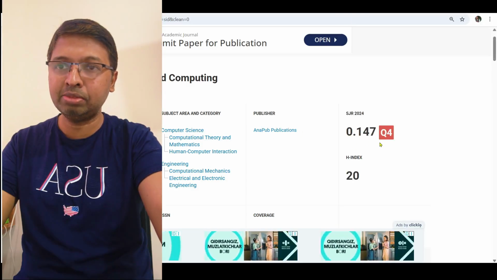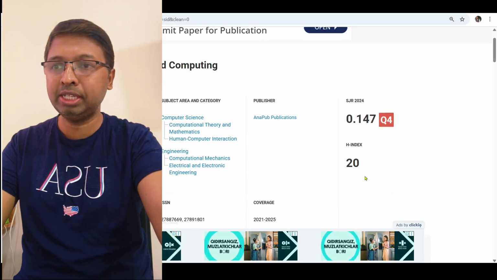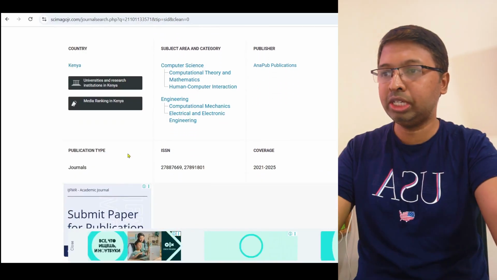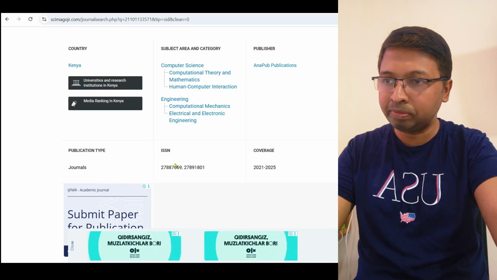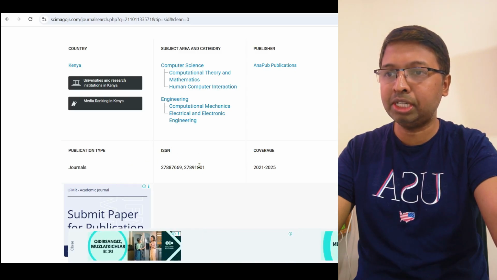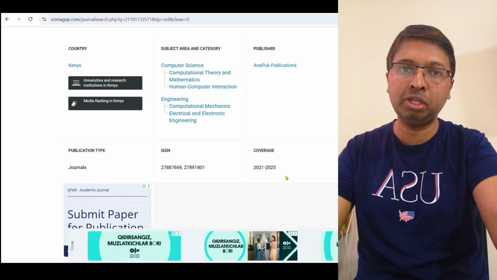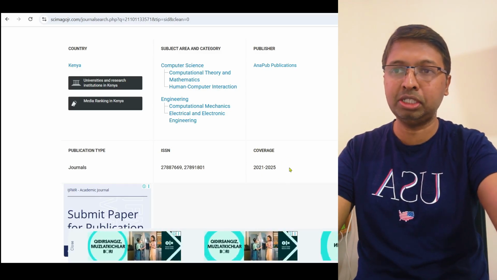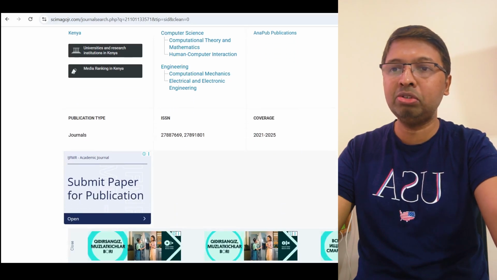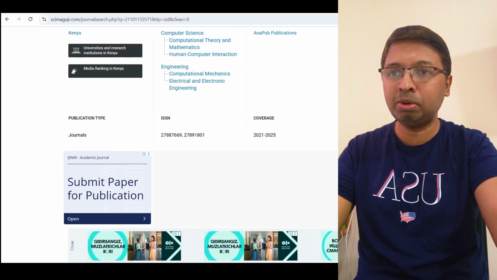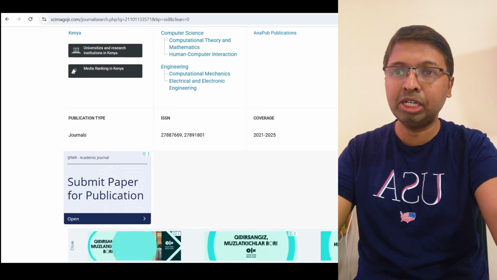SCImago Journal Rank, it comes under the Q4 quartile, H index is 20, okay. So here the publication type is journals, okay. So we can find the online and print ISSN number. Coverage years shows 2021 till 2025. So we will try to cross check this information in the Scopus database. So here we do not have a link for the home page, how to publish in this journal. Also we do not have an email ID.